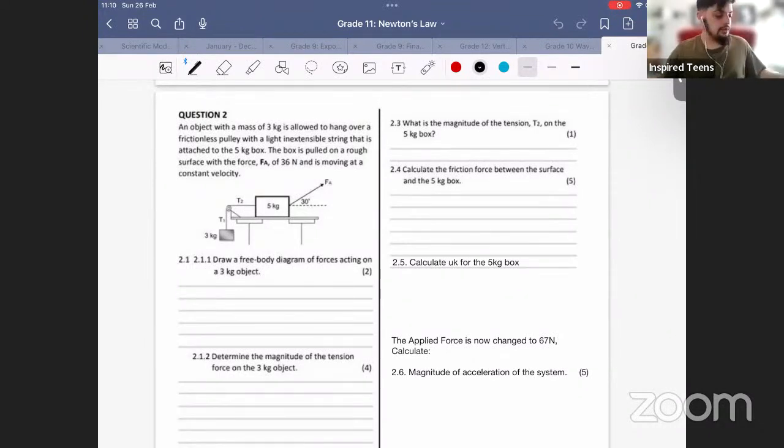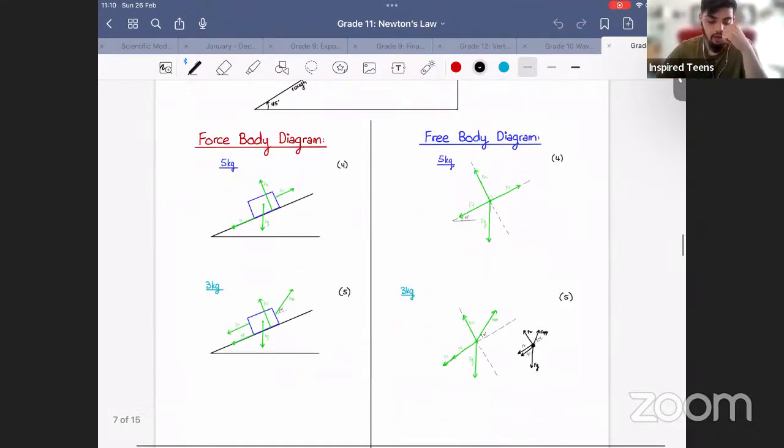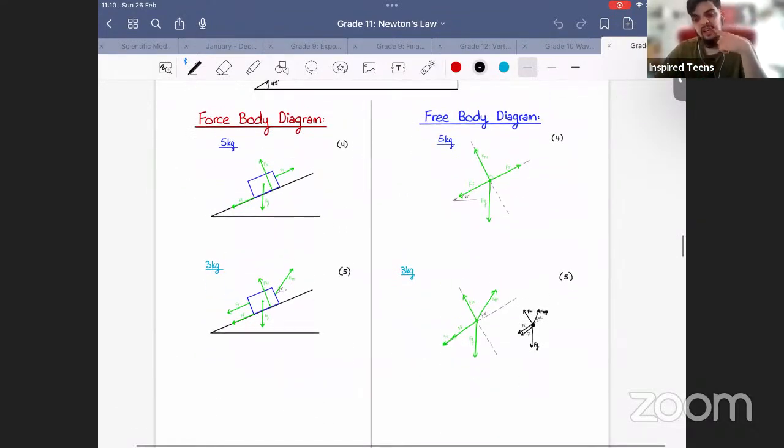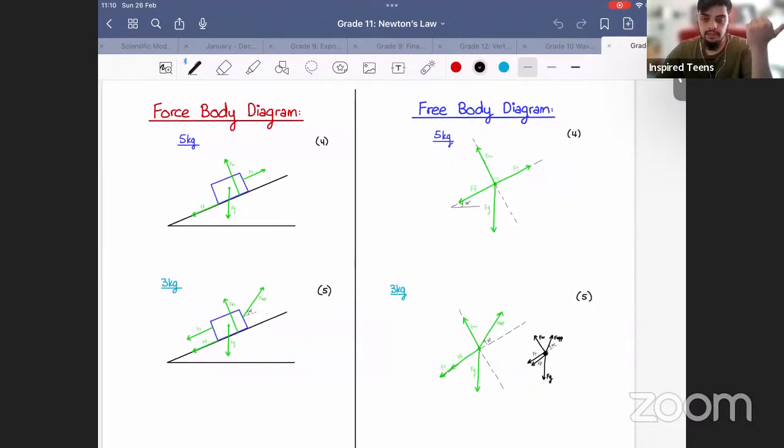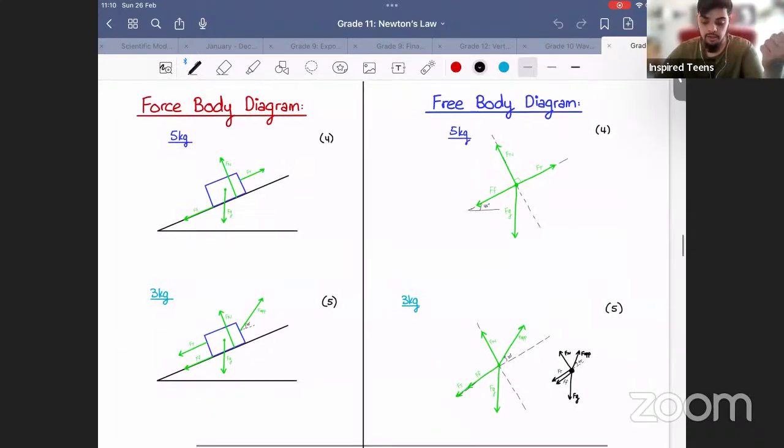Let's get going. Right, so assalamu alaikum and good morning. Welcome back, guys, to grade 11 physics by Inspired Teens. Today we're going to be continuing Newton's laws. If I remember, last time we ended on force diagrams and free body diagrams. For those of you who didn't watch till the end, we did go a bit extra, so please make sure to complete that video and watch till the end.